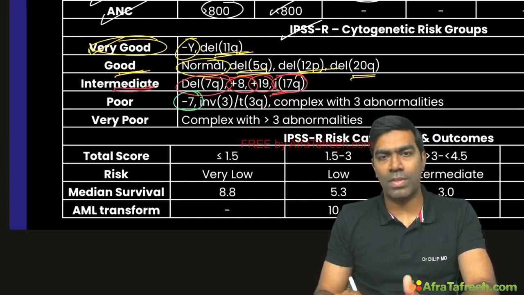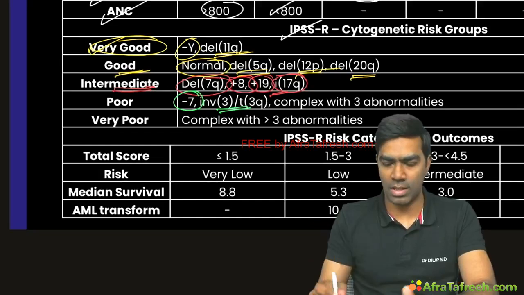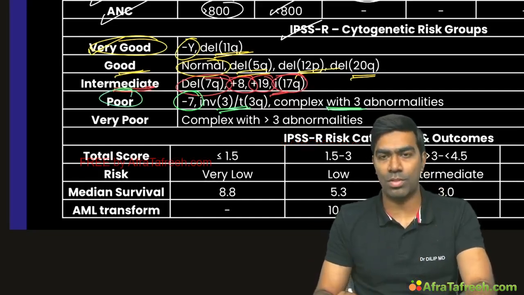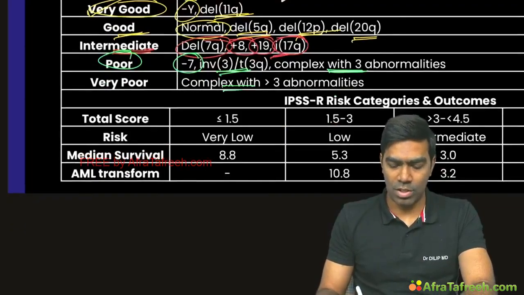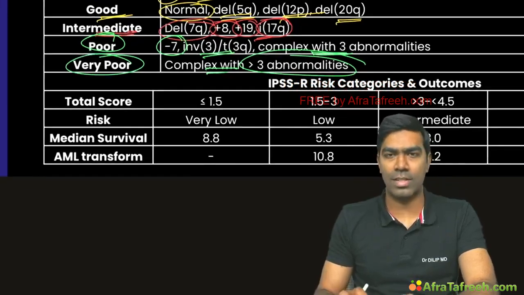Loss of chromosome 7, that is monosomy 7, inversion 3, which can also be written as translocation 3;3 or t(3;3), and complex cytogenetics with 3 abnormalities are associated with poor prognosis. And complex cytogenetics with more than 3 abnormalities indicate very poor prognosis. It's a very high risk cytogenetic change.